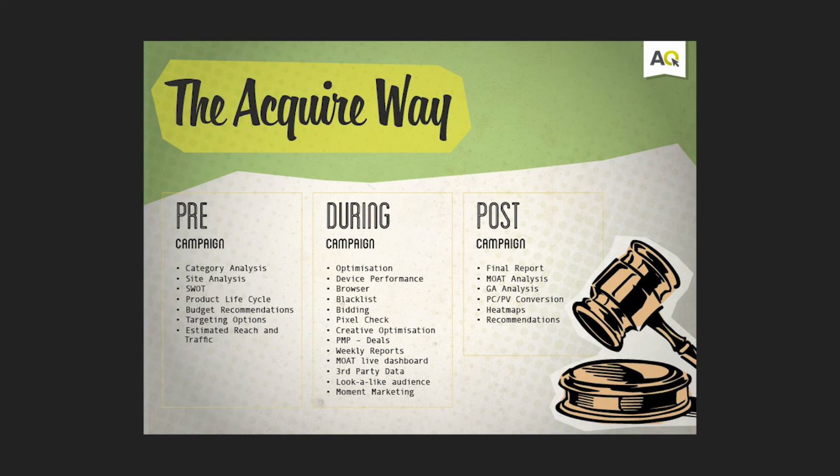We use different bidding methods. We bid on CPC, CPM, optimized CPCs, fixed CPMs. We keep checking the pixels to make sure that they're firing correctly. We look at creatives and we optimize with the best performing creatives. We will recommend new creatives.